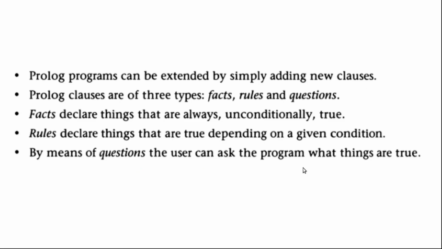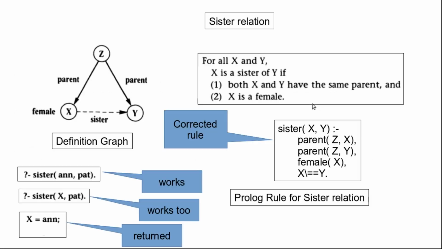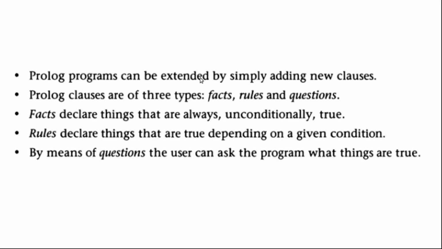So with that, I'd like to end today's class, but before that, I'd like to conclude a few things. So Prolog programs can be extended by writing new clauses. So what are the different types of clauses? There are three types of clauses. One is facts, which we have already seen. Rules we have already seen, and questions we have already seen. So these are questions we are asking, like who is the sister of Pat. So we have three different types of clauses: facts, rules, and questions.